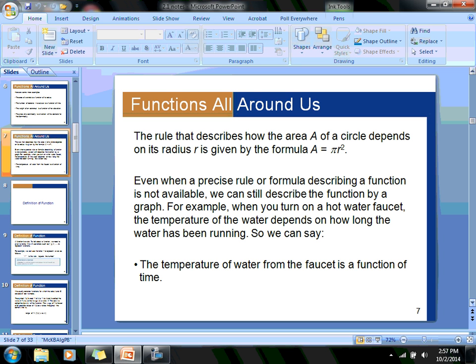So they have an example here of when you turn on the water faucet. The temperature of the water depends on how long the water's been running. So if we made a graph of that, the temperature would increase over time. So we would say that the temperature of the water from the faucet is a function of time.